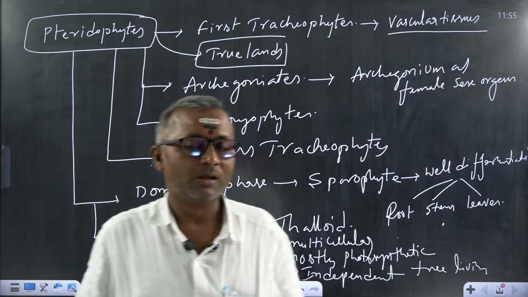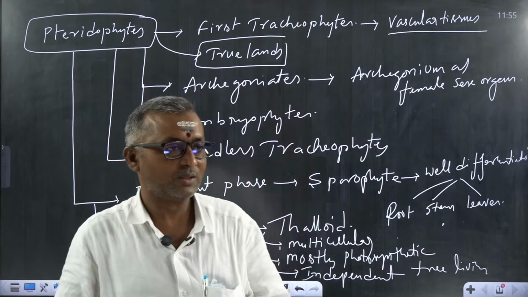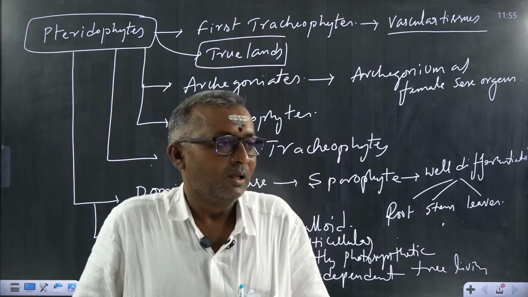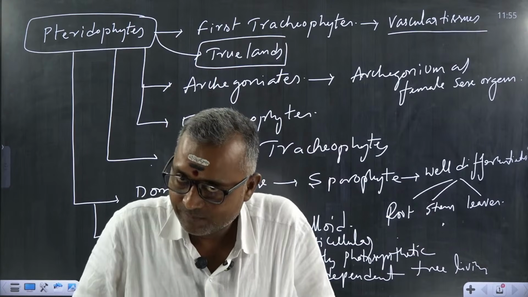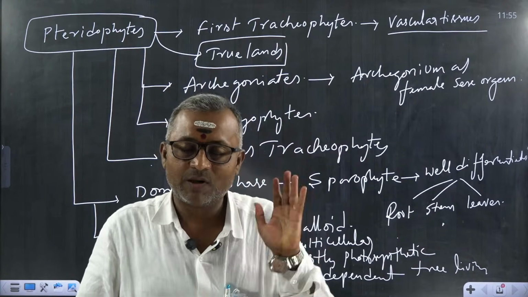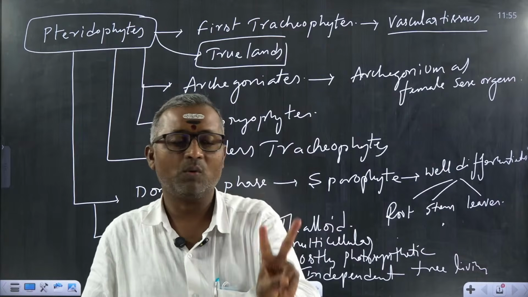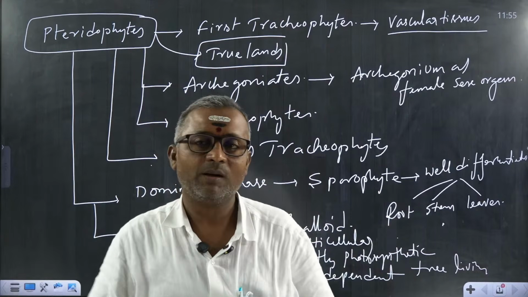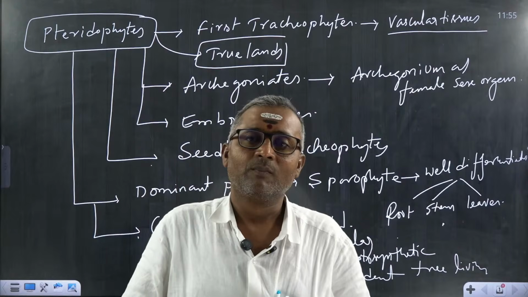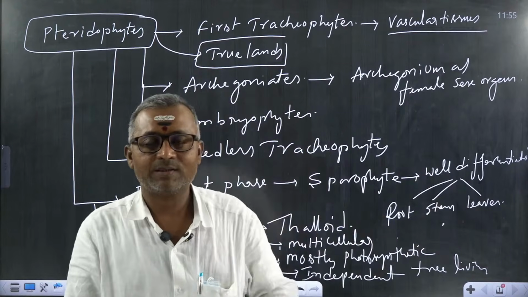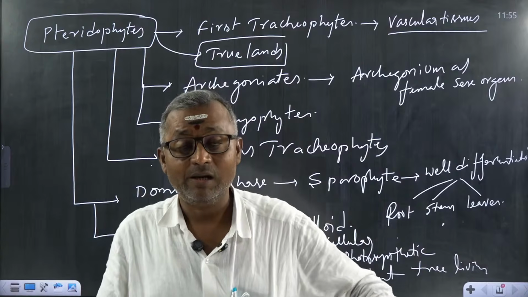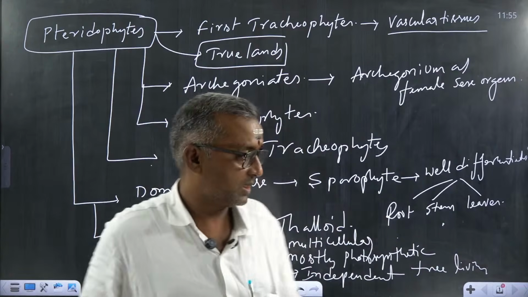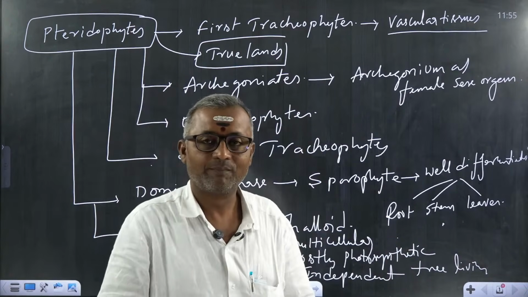Here a few things you have to understand. One is, in pteridophytes, both sporophyte and gametophyte are independent. Whereas in bryophytes, the sporophyte depends on the gametophyte, but here both are independent.